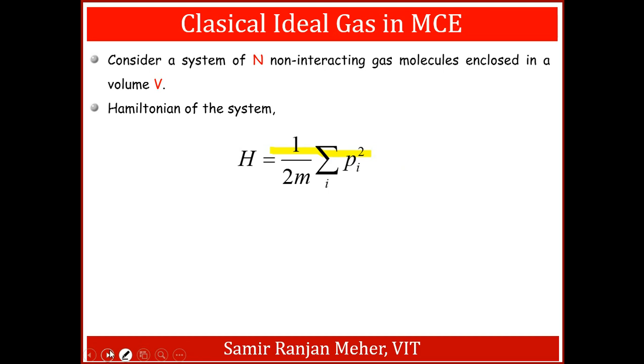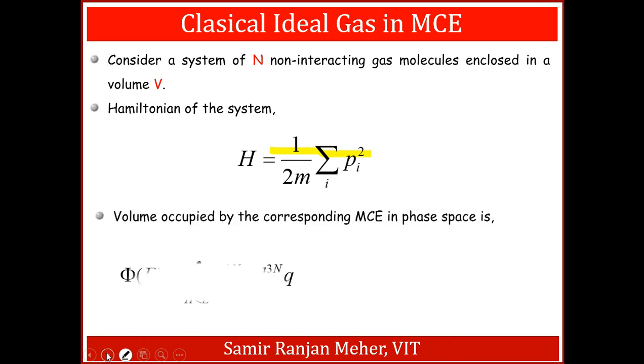Now our next task is to obtain the volume occupied in the gamma space by this microcanonical ensemble. This is going to give us the total number of microstates, and once we know the total number of microstates, we can obtain the entropy of the system. And once we know the entropy, the rest of the thermodynamic parameters of the system can be obtained. So the first task is to obtain the volume occupied in the gamma space, which is given by the following integration. Phi(E) is equal to the integration of d3np d3nq under the constraint H less than E.